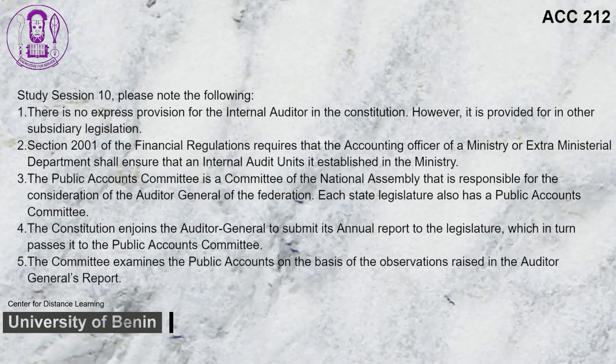3. The Public Accounts Committee is a committee of the National Assembly that is responsible for the consideration of the Auditor General of the Federation. Each state legislature also has a Public Accounts Committee. 4. The Constitution enjoins the Auditor General to submit its annual report to the legislature, which in turn passes it to the Public Accounts Committee. 5. The committee examines the public accounts on the basis of the observations raised in the Auditor General's report.